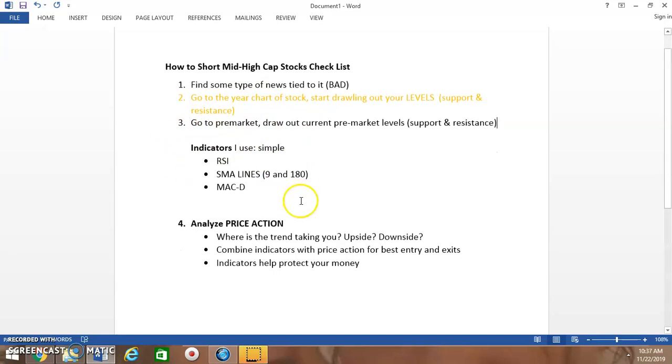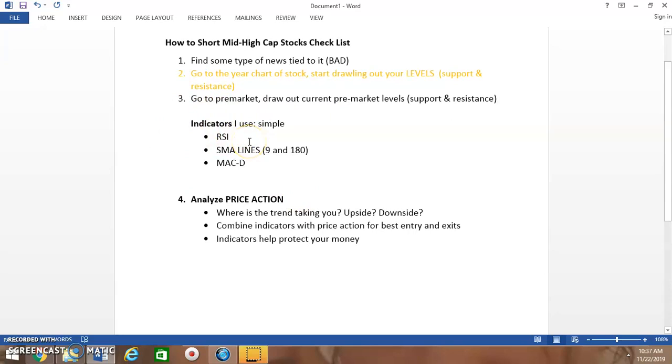Okay, so indicators I use, I just like to keep it simple. I used to have all this stuff on my screen and it was just confusing. So for me, out of all these months, these are the three that I like to use only: RSI, the SMA lines 9 and 180, and the MACD. Okay. This helps for confirmation and for my entries and exits. That's what I use those for. I think it can help you a lot, and it really does help.